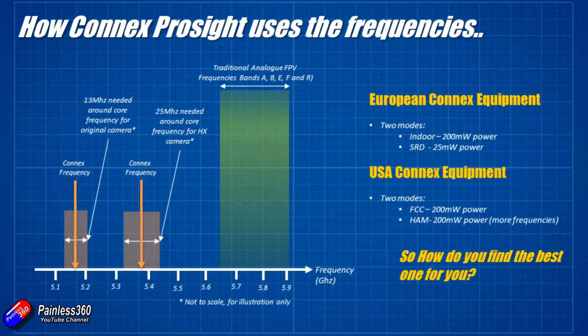However, because the HX camera is doing a full frame every time at 60 frames a second, it needs a little bit more bandwidth or more frequencies to get the data down in a timely manner. So actually this time it's about 25 megahertz needed around the core frequencies. So whatever the core frequency is, 12.5 megahertz down and 12.5 megahertz up is what the camera actually needs. And again, the firmware takes care of all of that, but you do have to be using the very latest and greatest version of the firmware for that to work.